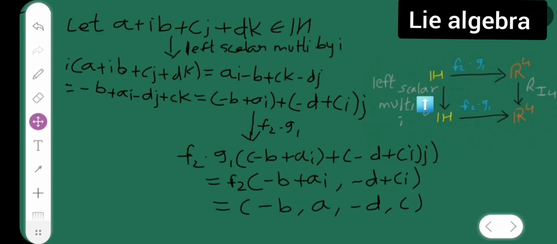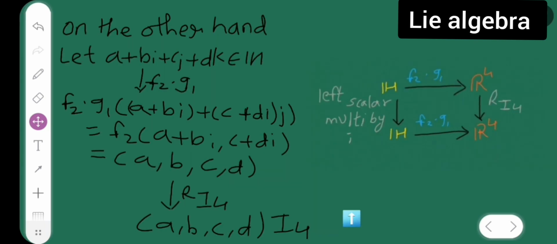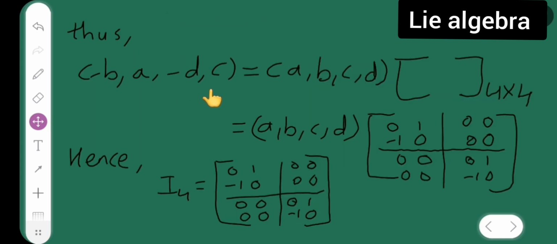So I got it from here, this. Okay, and I have written it here. Now this is equal to what? A comma b comma c comma d into this matrix, 4 into 4.